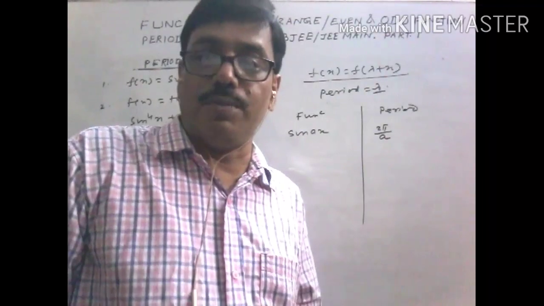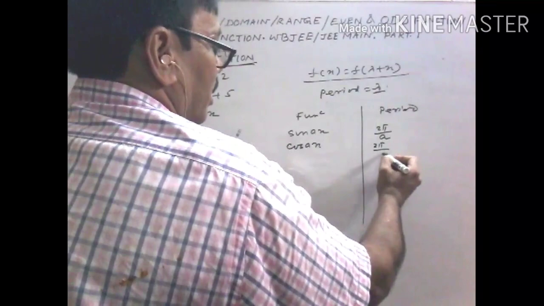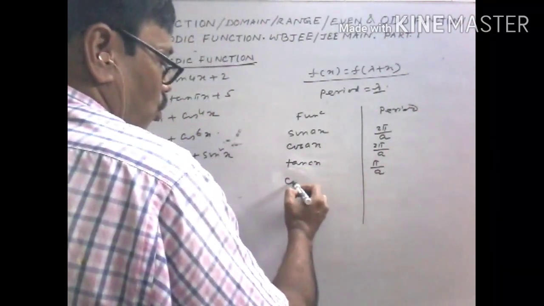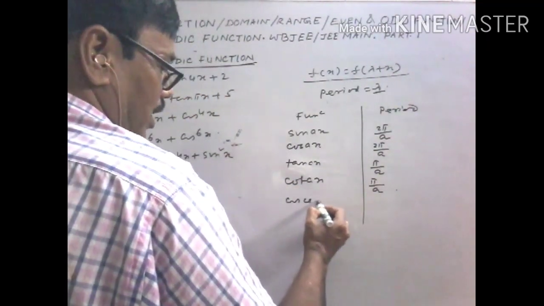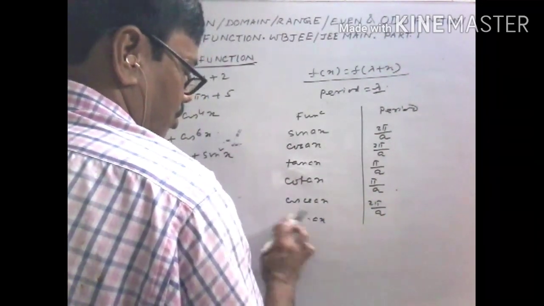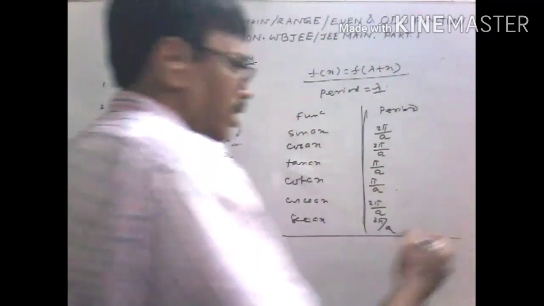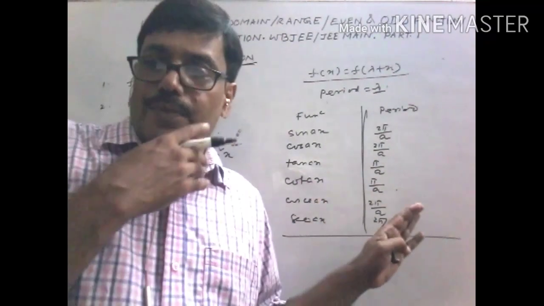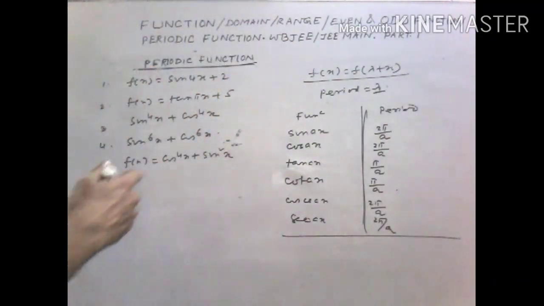So to find the period of a trigonometric function, you should remember this table. Sin ax, 2 pi by a. Cos ax, 2 pi by a. Tan ax, this is pi by a. Cot ax, so pi by a. Cosec ax, 2 pi by a. Sec ax, this is 2 pi by a. So this is our working tool to find the period of a trigonometric function. It will be simple if we use functional relationships.